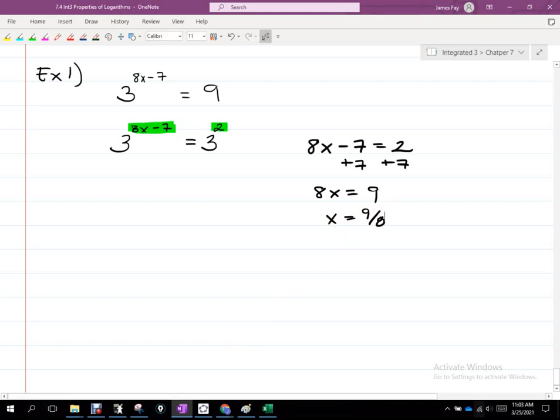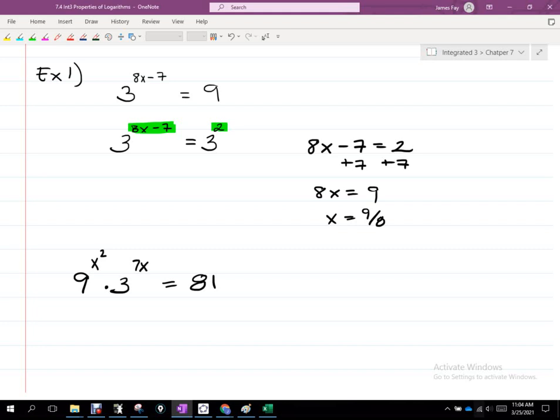Now, I want to show you something maybe a little bit more difficult. Let's say we have 9 to the x squared times 3 to the 7x equals 81. Okay, we got a lot of garbage going. It's an ugly looking equation. But there's 3 bases up there. What are the 3 bases that are being provided up there? 9, 3, and 81. Okay, 9, 3, and 81.